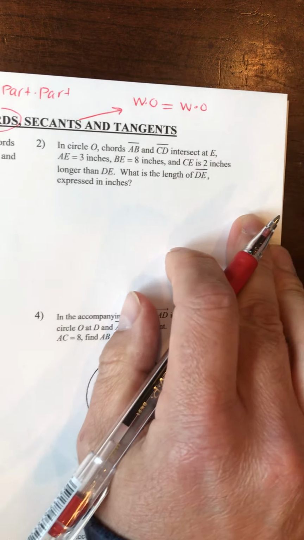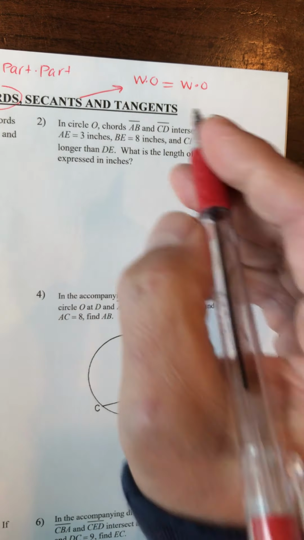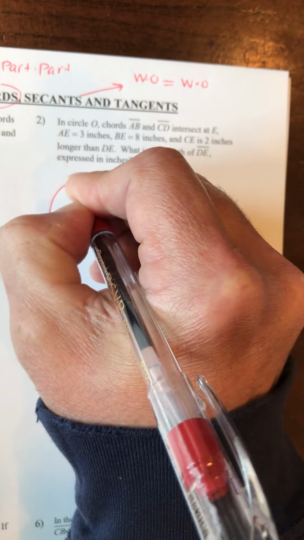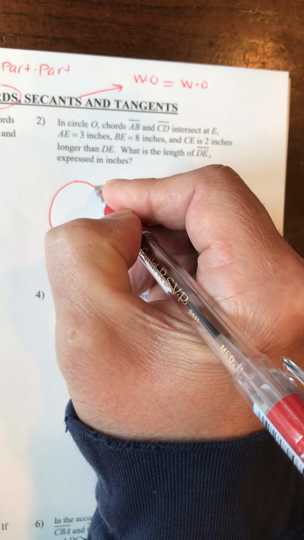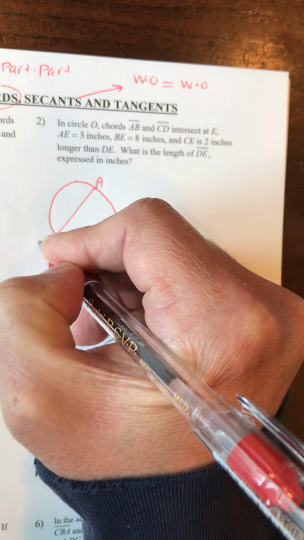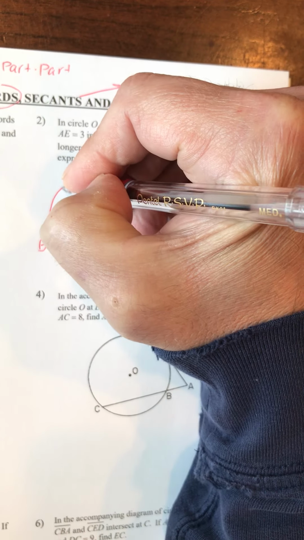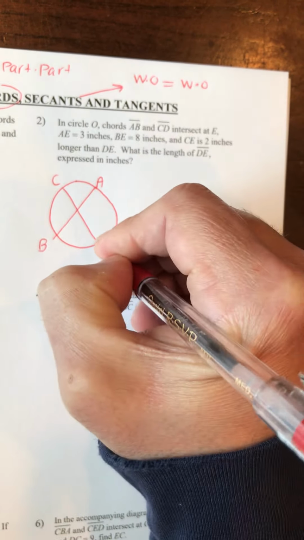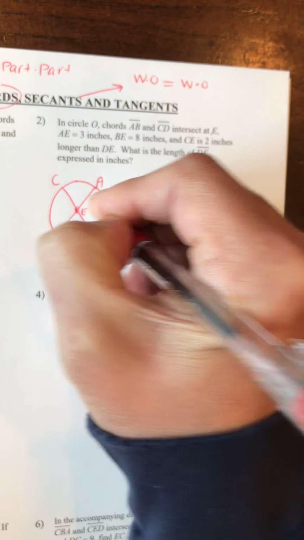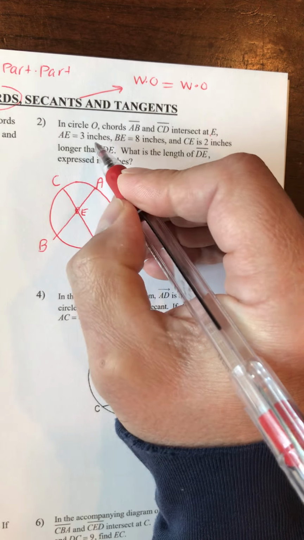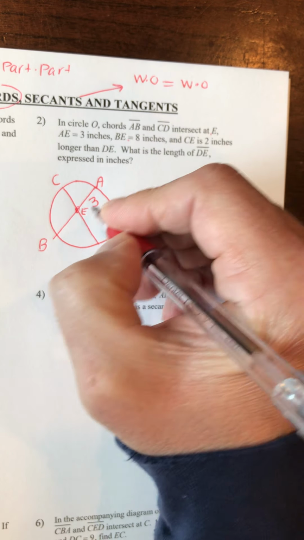All right, number 2. There are some questions where they do not provide the picture. So they tell us we have a circle with chord AB. I would just draw a picture similar to that. Here's AB. And then chord CD intersects at E, so E is the middle. Then we label AE equals 3 inches. BE is equal to 8.